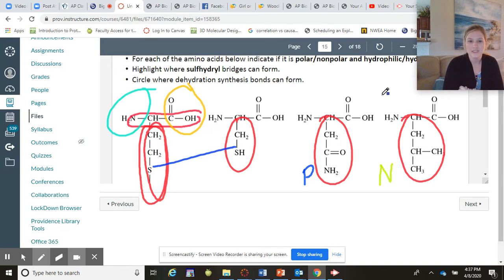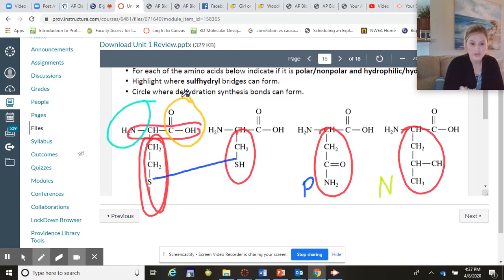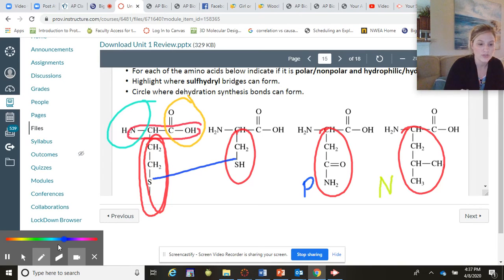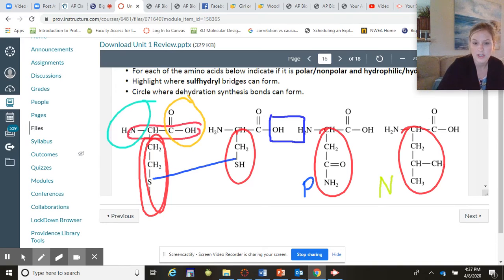Okay, let's look. The disulfide bridges can form in between the sulfur residues. And then where would the dehydration synthesis bond form? They would form between the hydroxyl group of one and the hydrogen of the amino acid next to it. If I were to show that, I'm just going to continue using blue because remember, dehydration synthesis forms water. So we would remove one hydrogen here and one hydroxide there to create H2O.